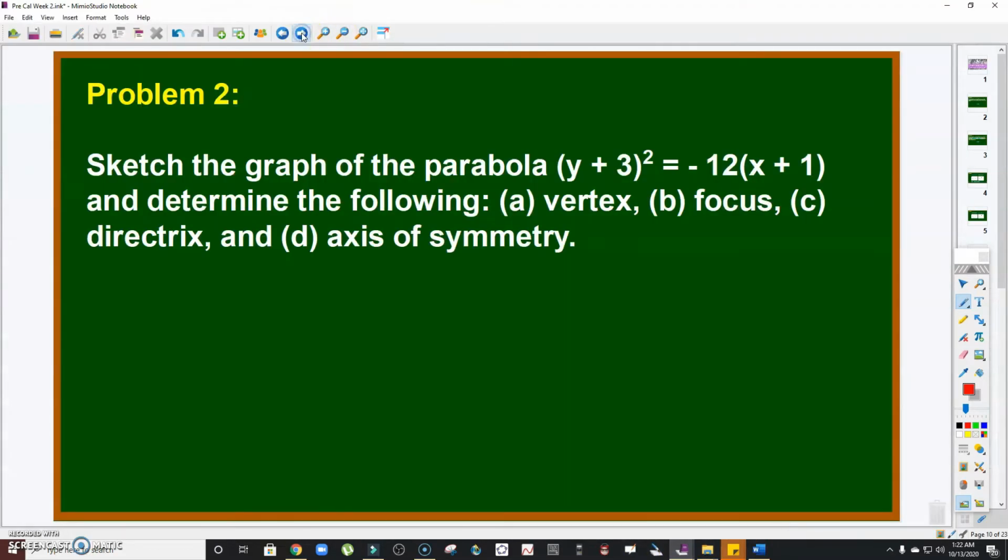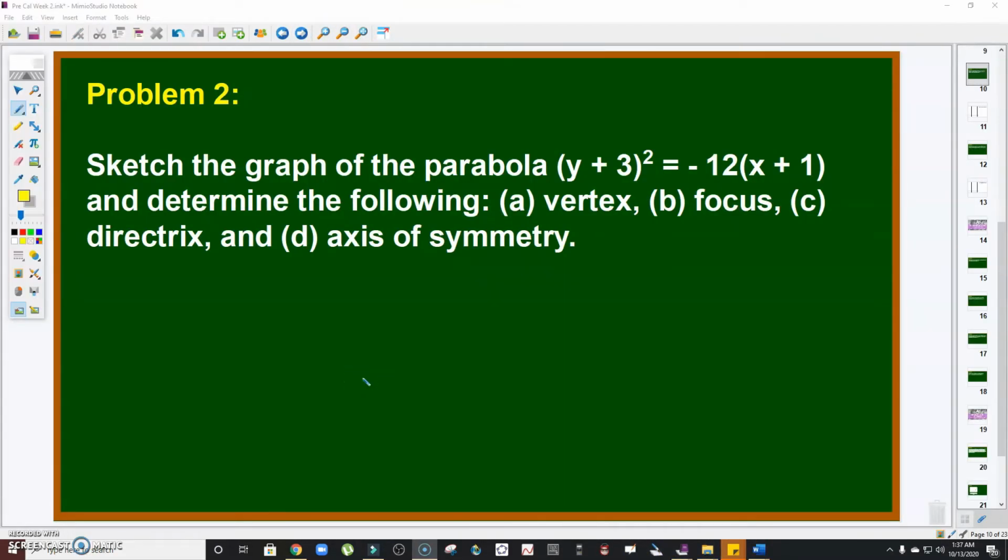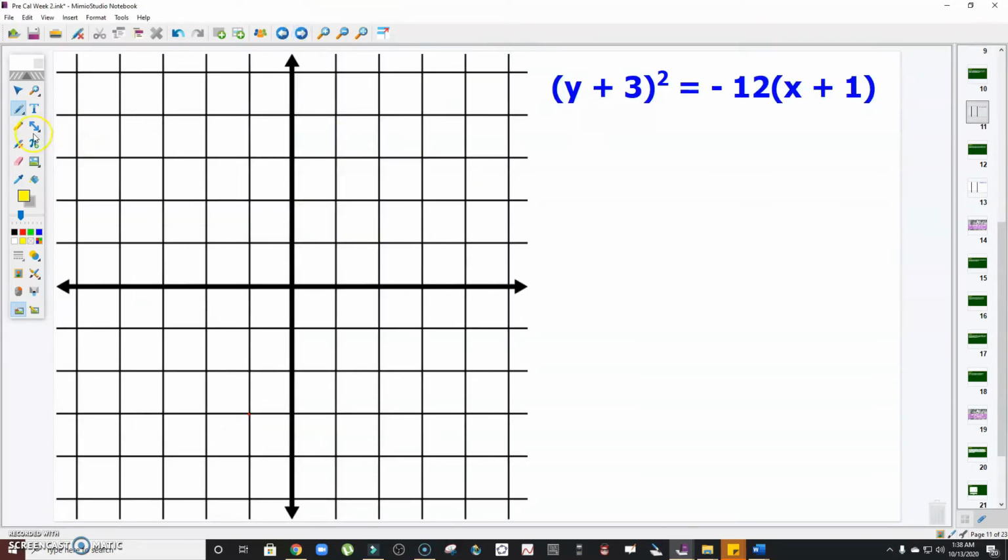Next, let's move to the next one. Problem number 2. Sketch the graph of the parabola (y plus 3) squared equals negative 12 times the quantity (x plus 1) and determine the following: the vertex, the focus, directrix, and axis of symmetry. Same as earlier.